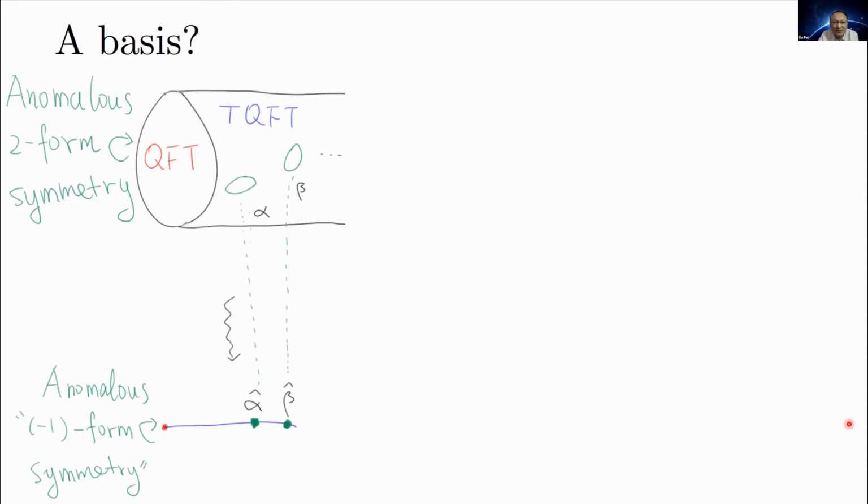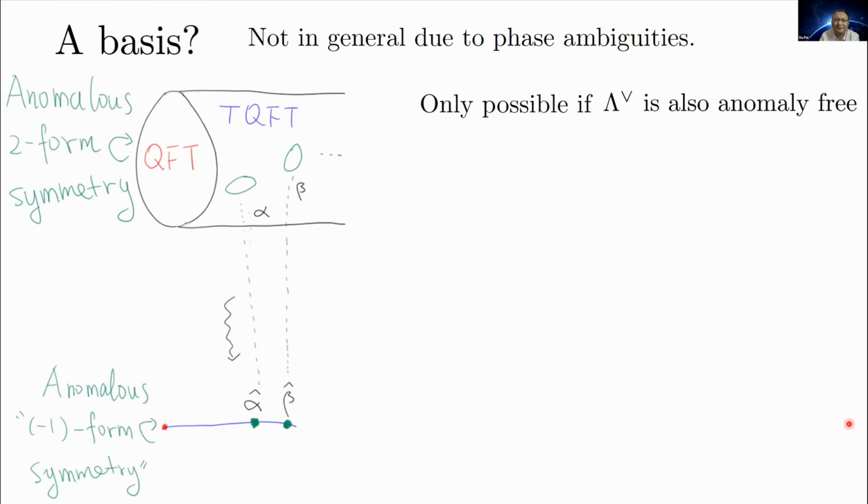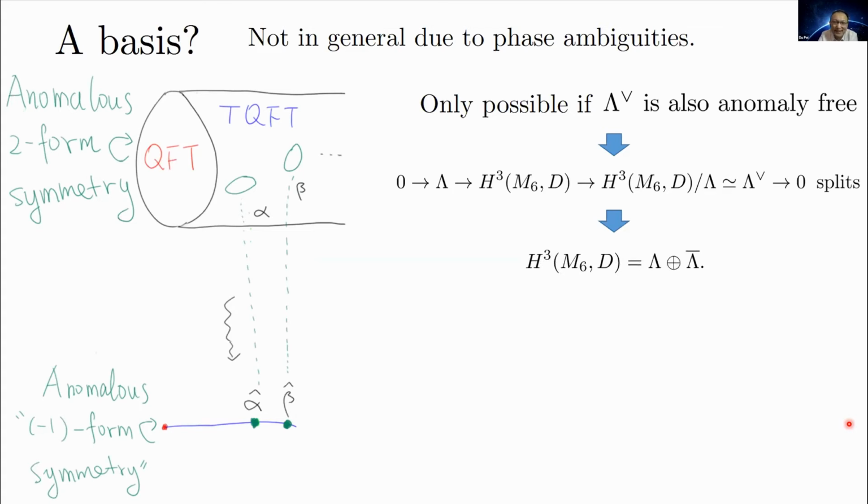But that's not the same as choosing a basis yet, because choosing a basis would require choosing phases in each one-dimensional space. And in general, there can be phase ambiguities, and there can be obstructions to choosing the phases canonically. One can only choose the phases canonically if the dual group lambda check is also anomaly-free. And that's the same as saying that this short exact sequence splits, which is the same as saying that H3 can be decomposed into lambda plus lambda bar. Lambda bar will be isomorphic to lambda check, and it can be viewed as the lift of lambda check into H3.